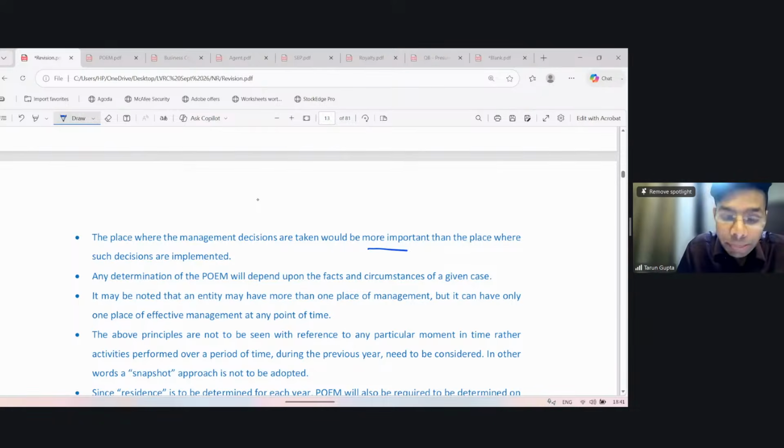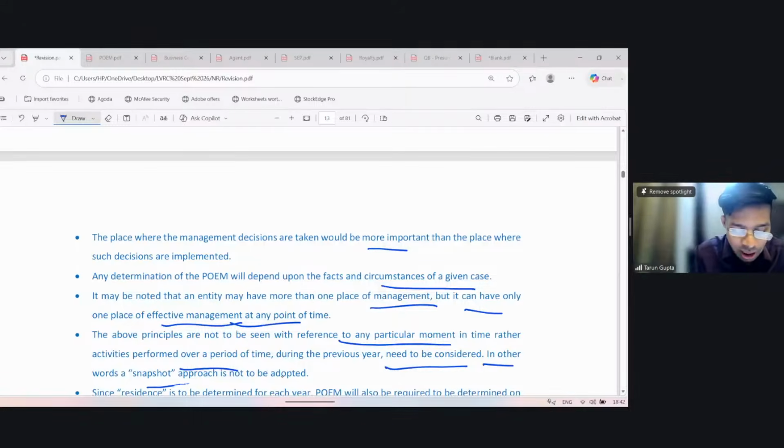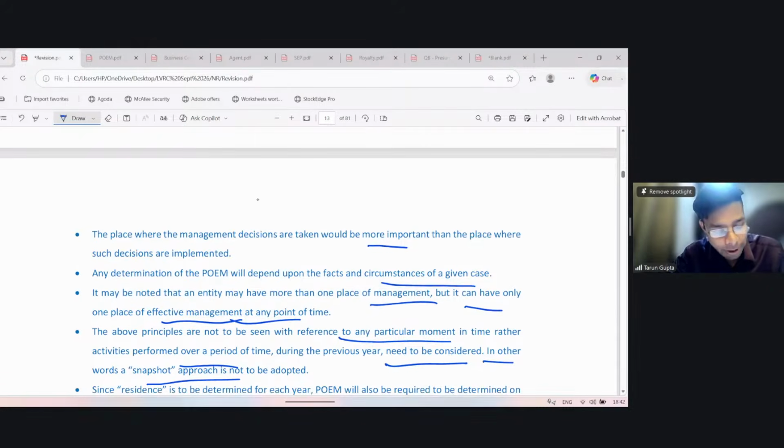Any determination of the POEM will depend upon the facts and circumstances of a given case, a factual question. It may be noted that an entity may have more than one place of management, but it can have only one place of effective management at any point of time. So a company may have more than one place of management, but the place of effective management shall only be one. The above principles are not to be seen with reference to any particular moment in time. Rather, activities performed over a period of time during the previous year need to be considered. So we are not taking the snapshot approach. In other words, a snapshot approach is not to be adopted.